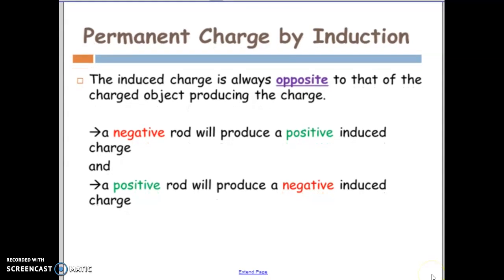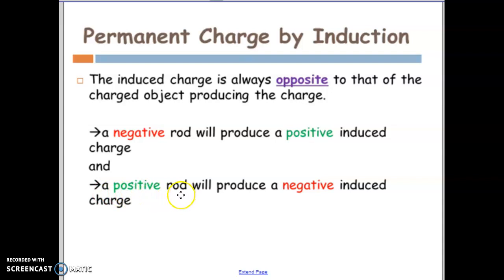So when looking at permanent charge by induction, the charged object will always take on the opposite of the charged object you are bringing near it. So for example, if I have a neutral pith ball and I do a permanent charge by induction with a negative rod, the pith ball will become positive. Because remember, electrons will want to leave the pith ball because they are repelled by the negative rod. So there'll be fewer electrons than when it started out.